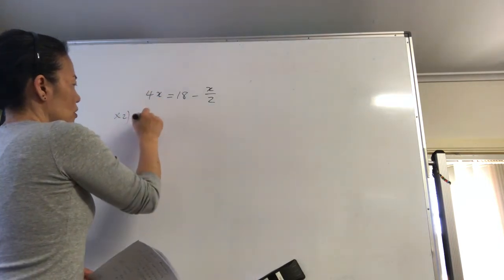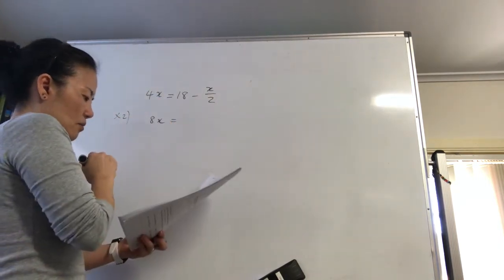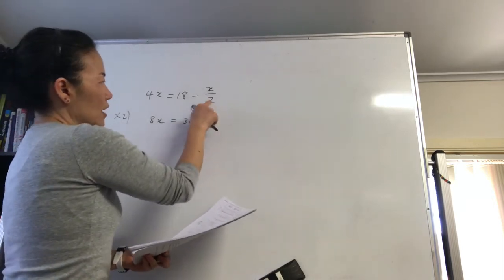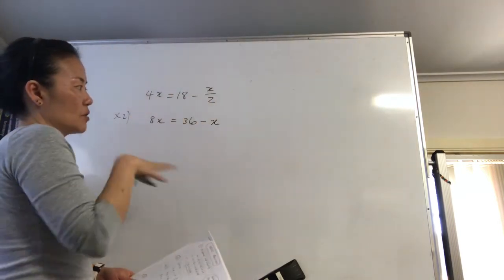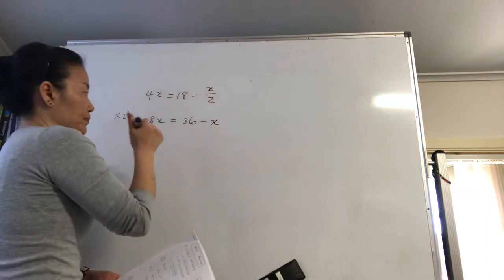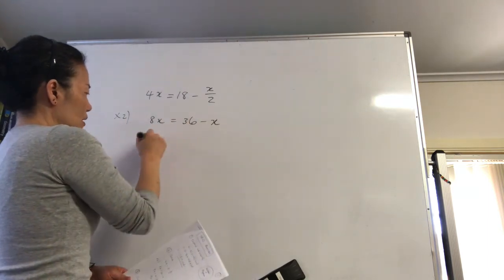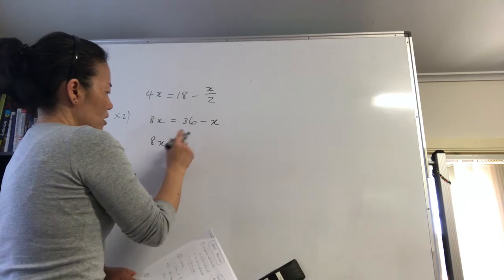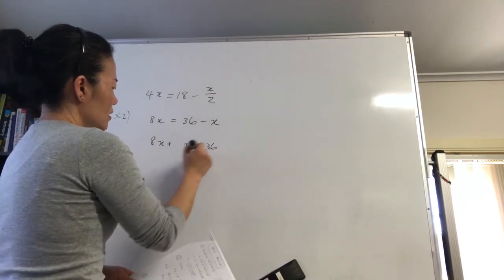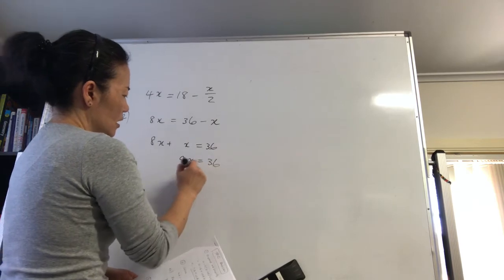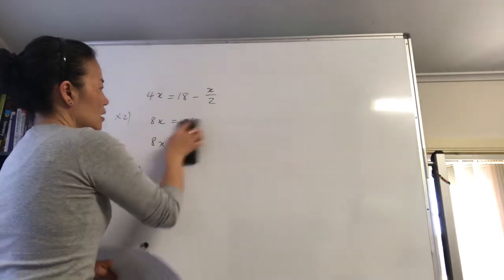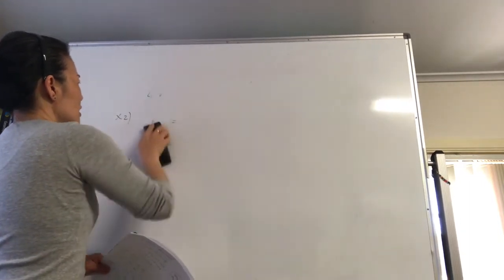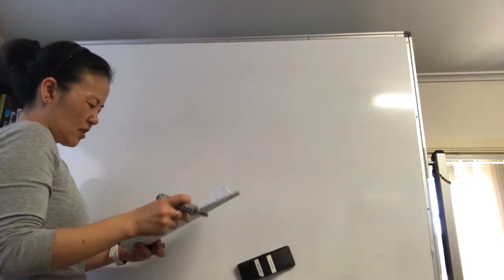So that would be double of 4, 8x. Double of 18, 36. Now this one, when you times it, becomes just x because the 2 of the denominator will disappear. That's the whole point of times by 2. And then I'm going to move this x to the other side so it could be positive: 9x equals 36, x equals 4. Okay, so 4 times 9, 36. That wasn't too bad. So make sure when you see fractions in the questions, you get rid of that first. It's just easier.